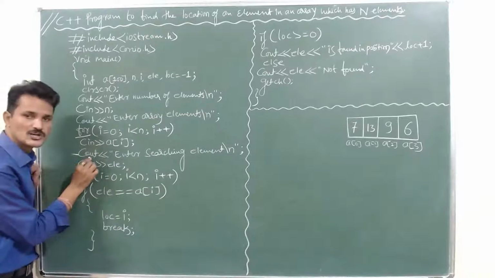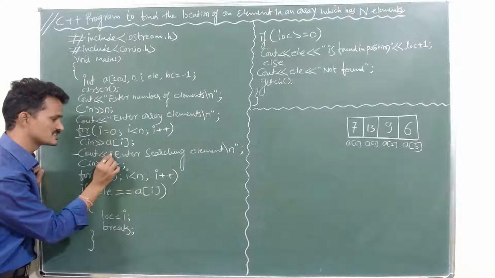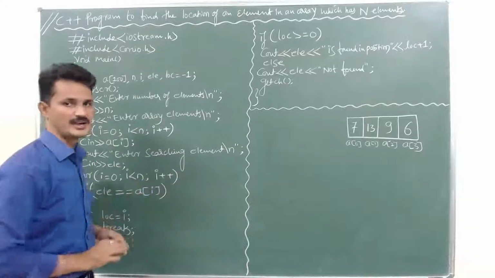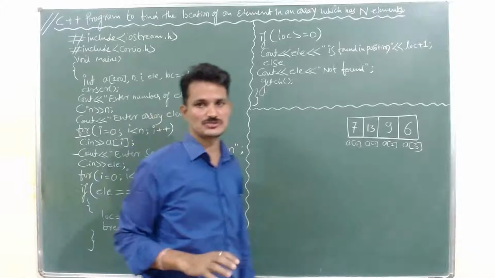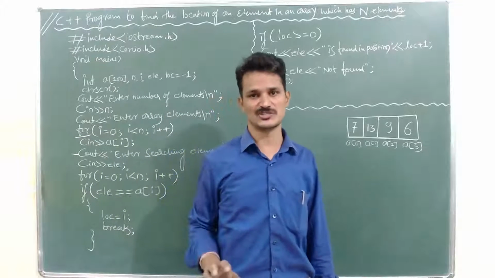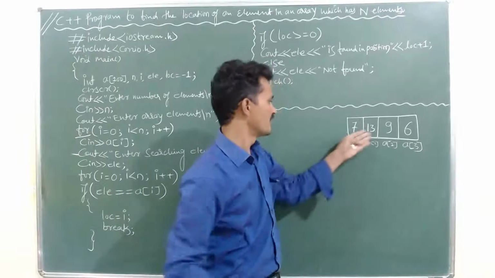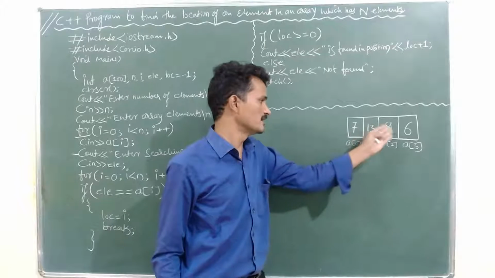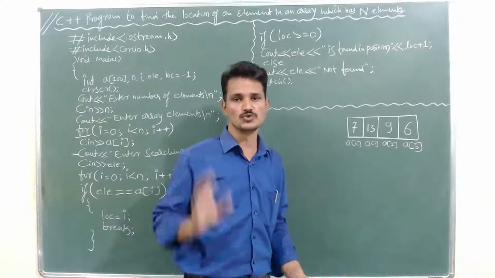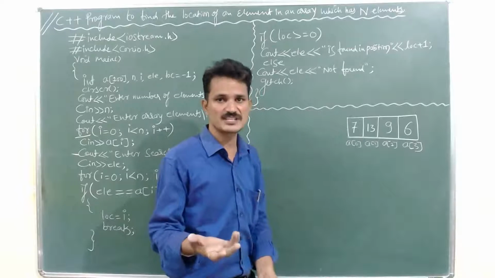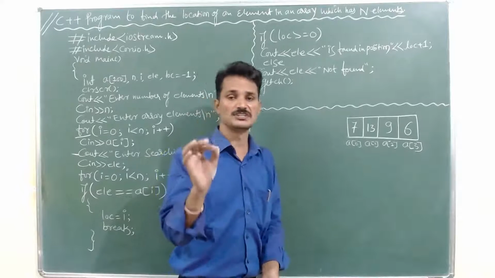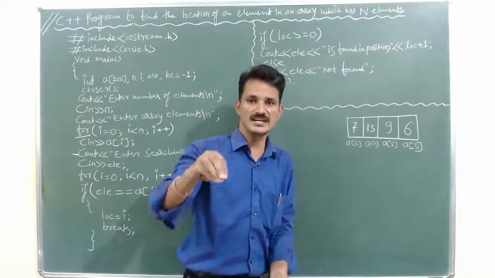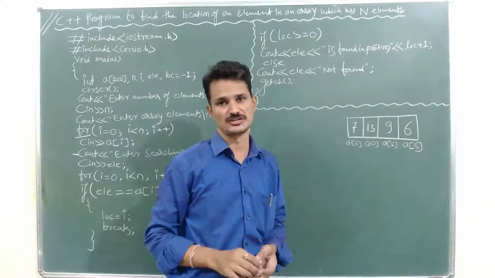So again I have a cout statement, cout string insertion, double quotation start, enter searching element. Among the 4 numbers, which number would you like to search? There are 4 numbers, have a look here: 7, 13, 9, 6. Which number would you like to search? Say for example, I am interested to search whether 9 is there or not. If 9 is there, then it has to display its position, right?